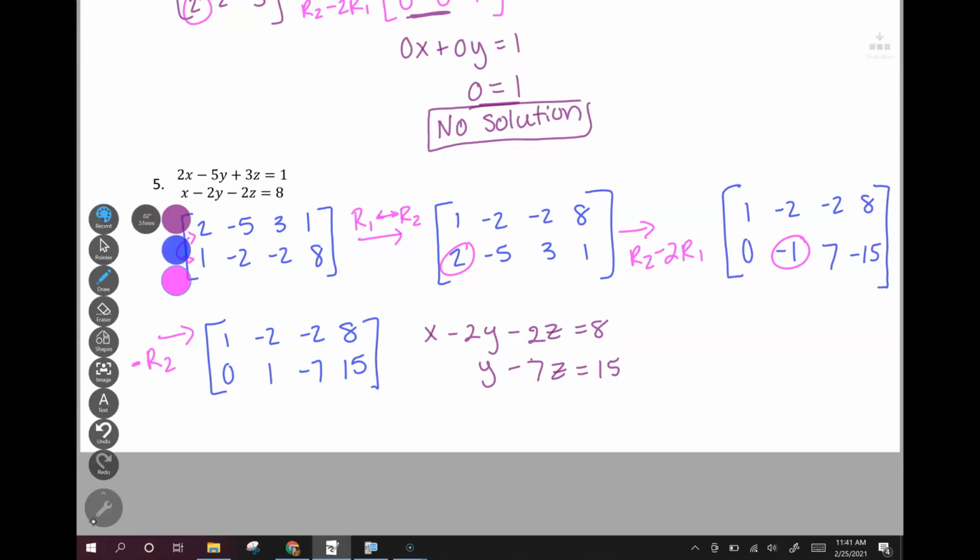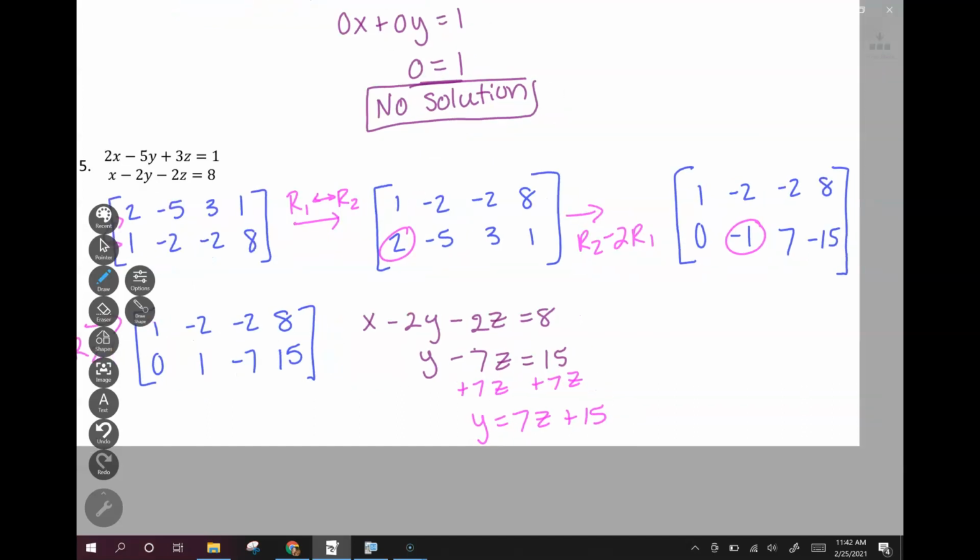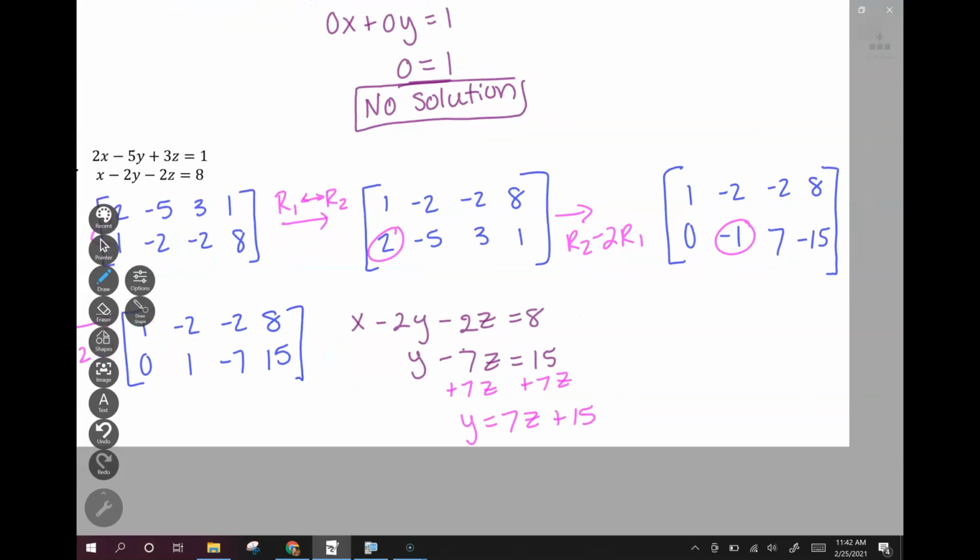So what I'm going to do is I'm going to solve for y right here in the second equation. I'm going to add the 7z over. So y equals 7z plus 15. That's as good as I can do for solving for y. Now I'm going to also get x in terms of z. To do that, I'm going to plug this in for y in the first equation. So that is x minus 2 times y, which is 7z plus 15 minus 2z equals 8.